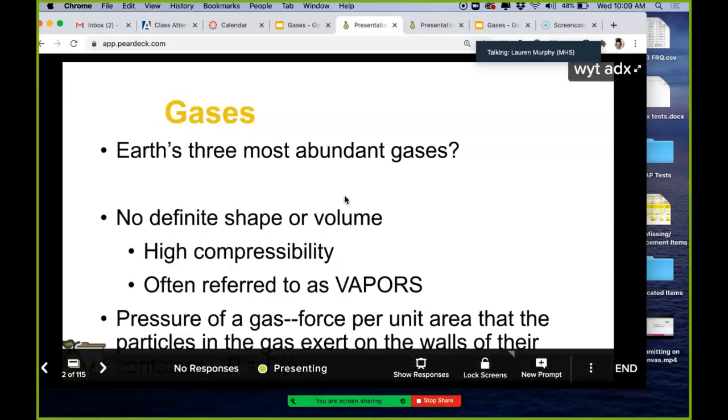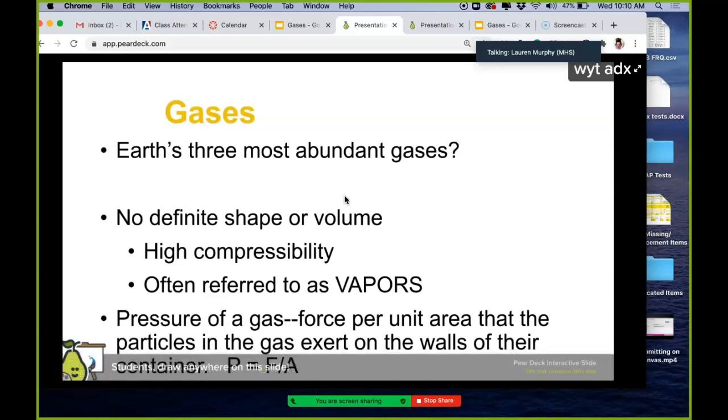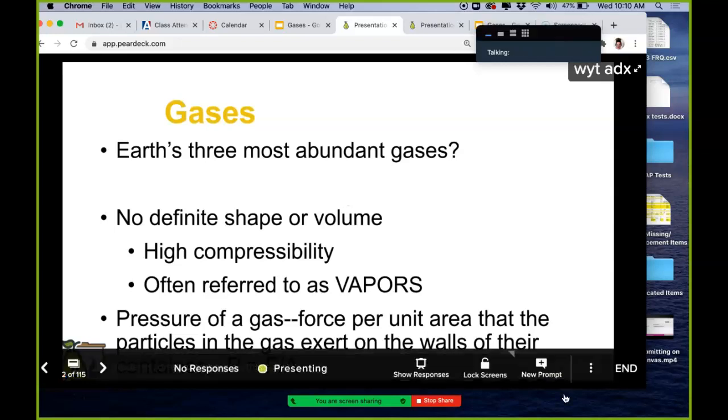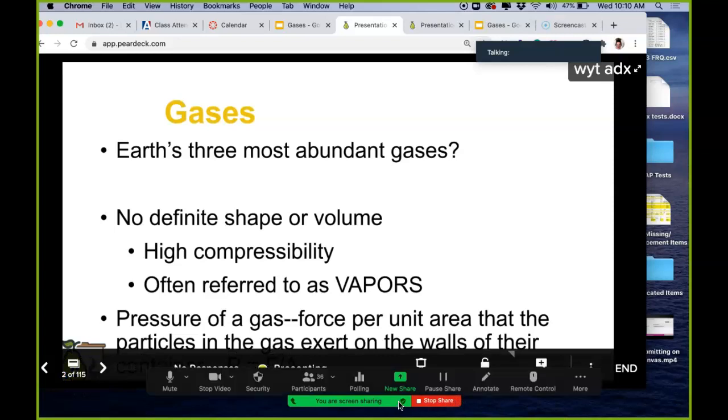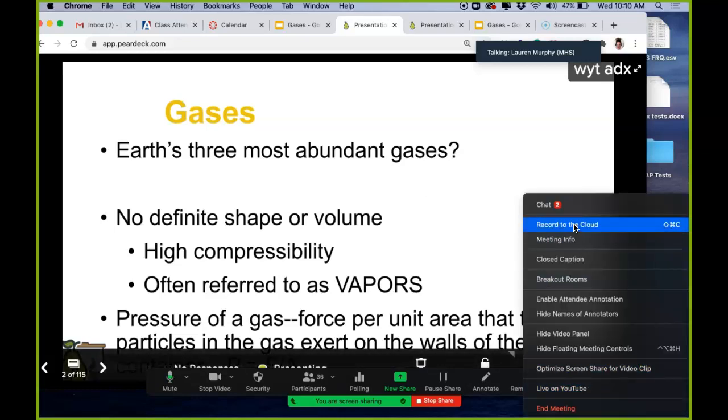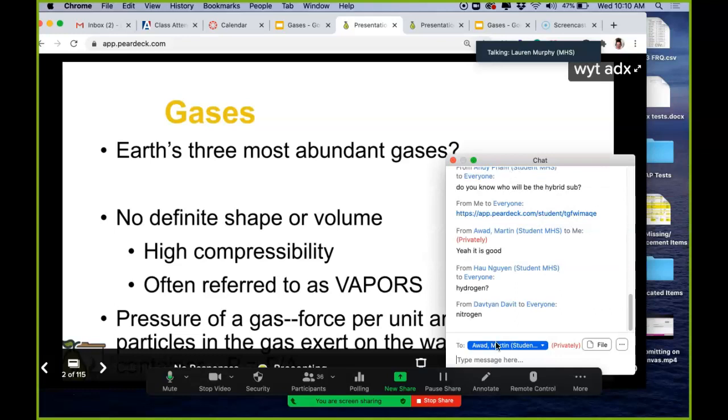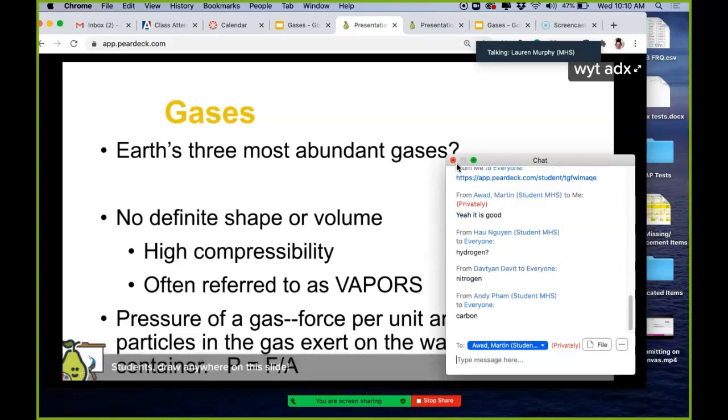So the Earth's three most abundant gases. Ready? Do we know what they are? What's one of them for sure? Anybody? Oxygen. Come on, right? So that's actually the second most abundant. Does anybody know what the first most abundant gas is? Oh, it is nitrogen. Thank you.